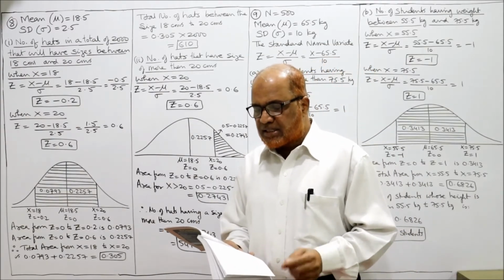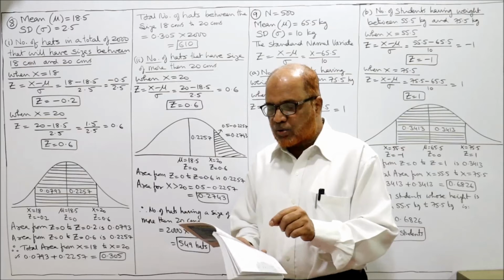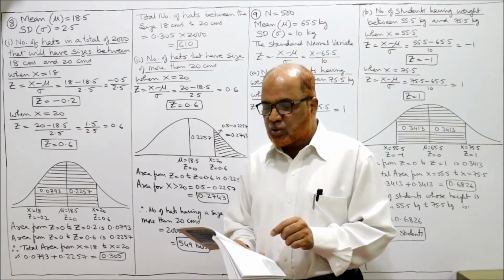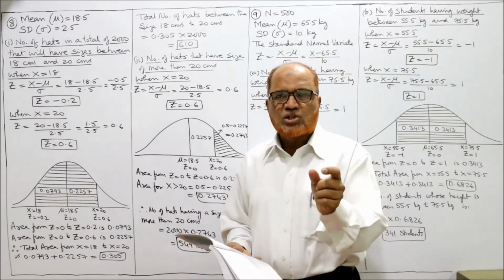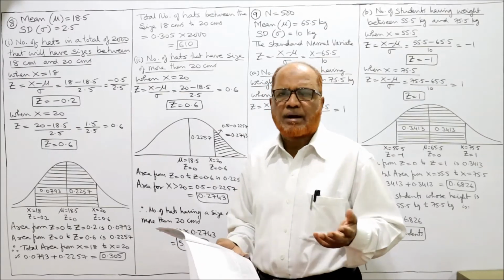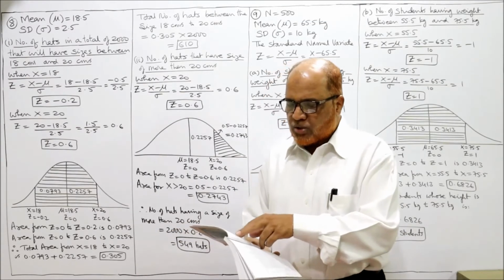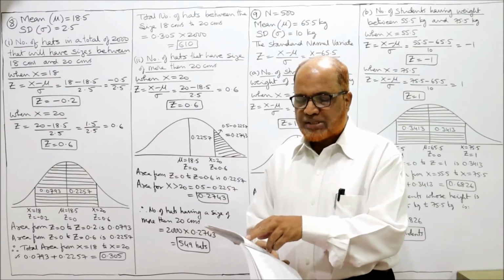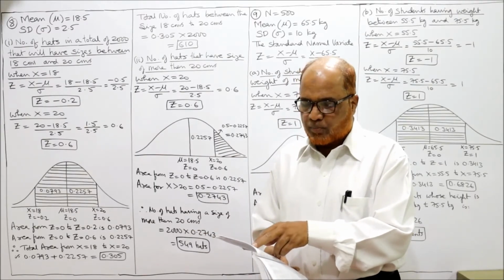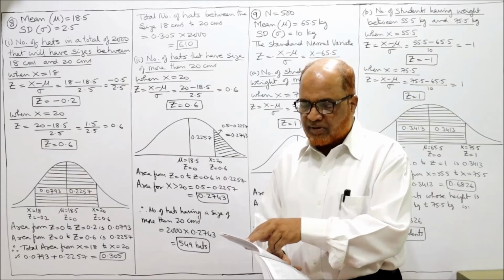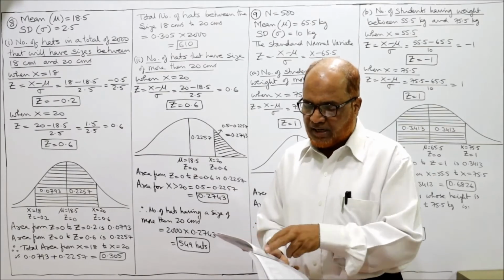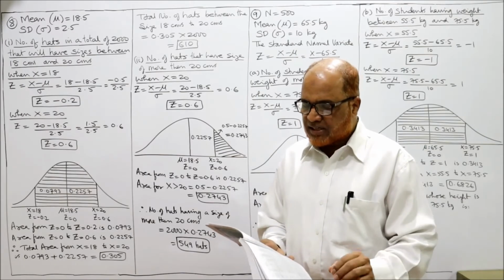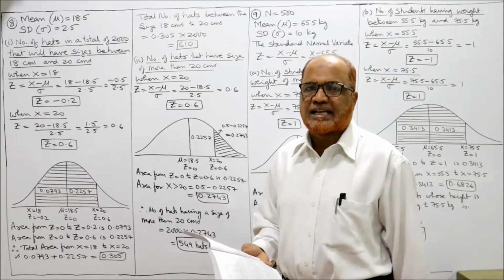Area between t is equal to 0 and t is equal to 0.6 is 0.2257. The area value is directly given in the problem. Instead of z, it is saying t. Doesn't matter whether it is t or z. So area from z is equal to 0 to z is equal to 0.6 is 0.2257, and area between z is equal to 0 and z is equal to 0.2 is 0.0793, where t is the standard normal variate. We call it z.